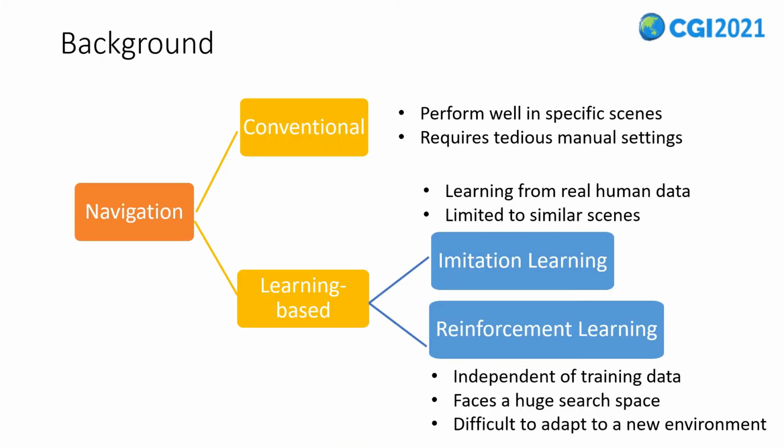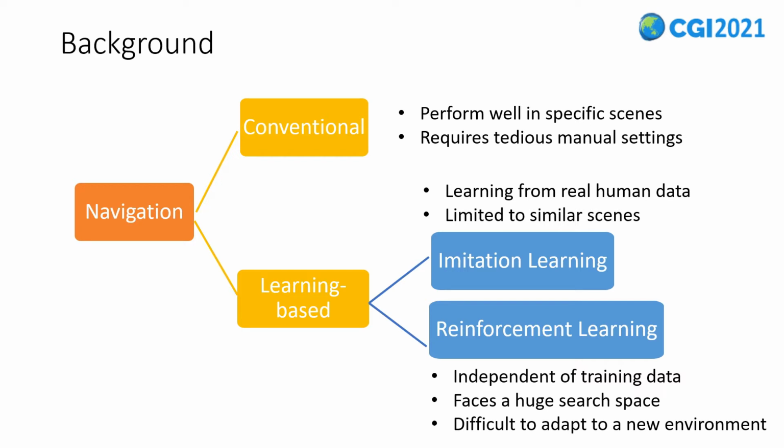Navigation algorithms can be classified into conventional methods and learning-based methods. Conventional methods are designed elaborately and behave well in the specific application scene, while they rely on handcrafted functions and cannot generalize well to various scenes. Imitation learning can learn real human behavior. However, the application of imitation learning is limited to scenarios similar to the collected data.